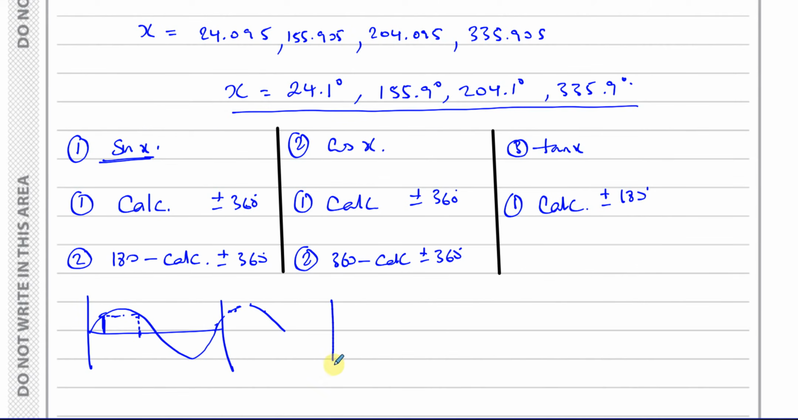For the cosine curve, it looks slightly different. Between 0 and 360, it looks like this. So the calculator will give you, for example, this answer, and the answer over here is 360 minus the answer because of this symmetry. This is the same as that. So whatever this angle is here that your calculator gave you first, this angle will be 360 minus that, and then it repeats every 360 degrees.